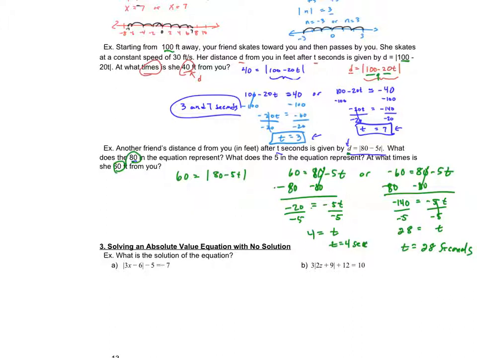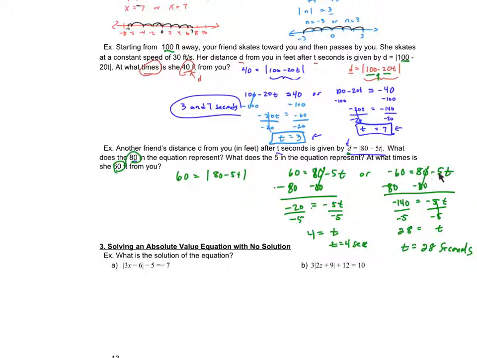So I'm going to have negative 20 is equal to negative 5t, and then divide both sides by the coefficient, and then I'm going to have t is equal to negative 20 divided by negative 5, which is going to give me 4, and that means at time t is 4 seconds.